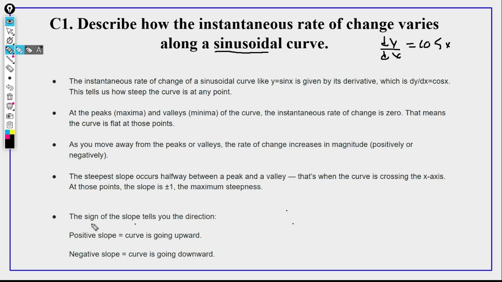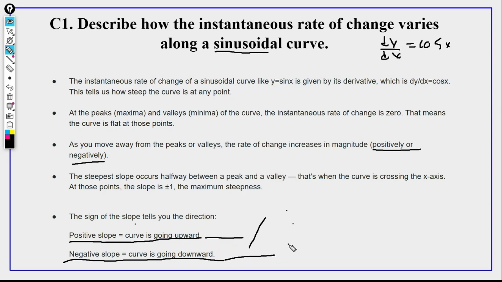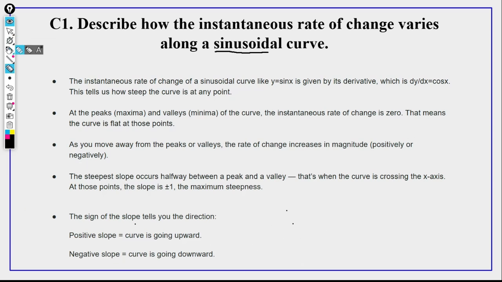The sign of the slope tells you direction. Positive slope means the curve is going upward, and negative slope means the curve is going downward. In short, the rate of change varies continuously and periodically, just like the sin function itself. It oscillates between positive and negative, reaching 0 at local maximum and minimum. Let me erase this real quick and we'll go to the next question.